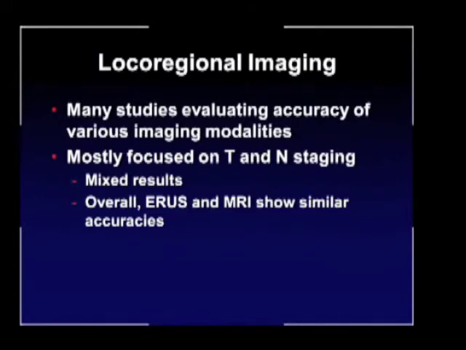There have been many studies, most of them done in the late 90s, comparing endorectal ultrasound, MRI, and CT, evaluating the ability of these modalities for T and N staging. When you look at the results from these studies, they're kind of all over the place. There's a wide range of accuracies, sensitivities and specificities, and a lot of overlap. So when you look at all these older studies, it's hard to know what is the best imaging modality for T and N staging.